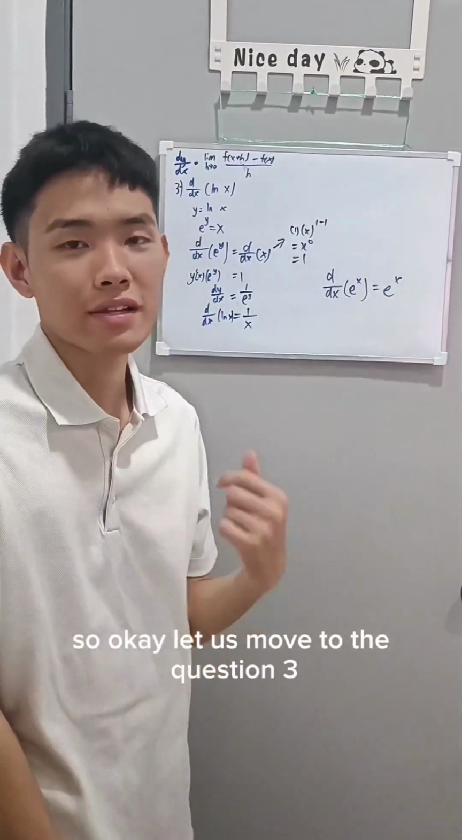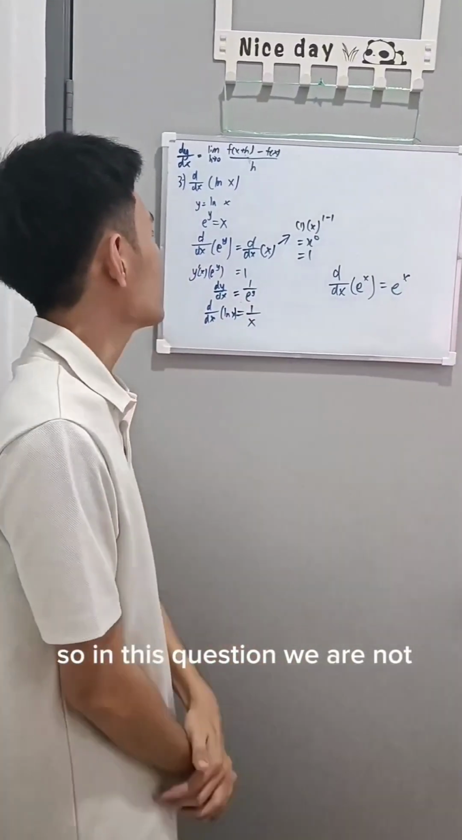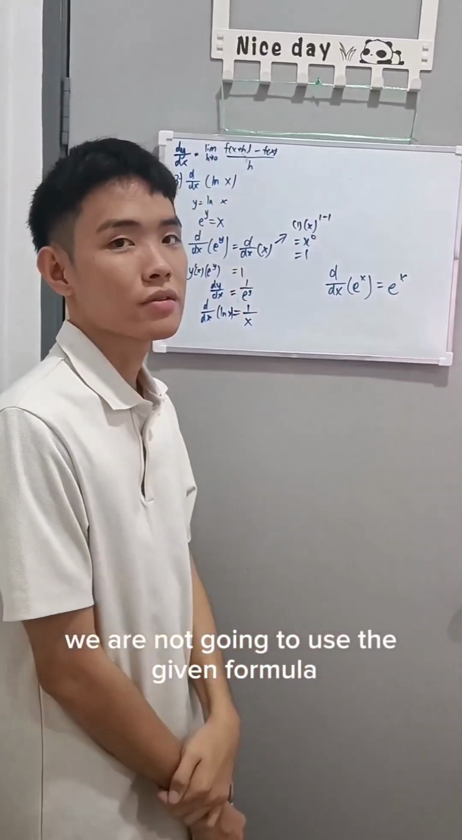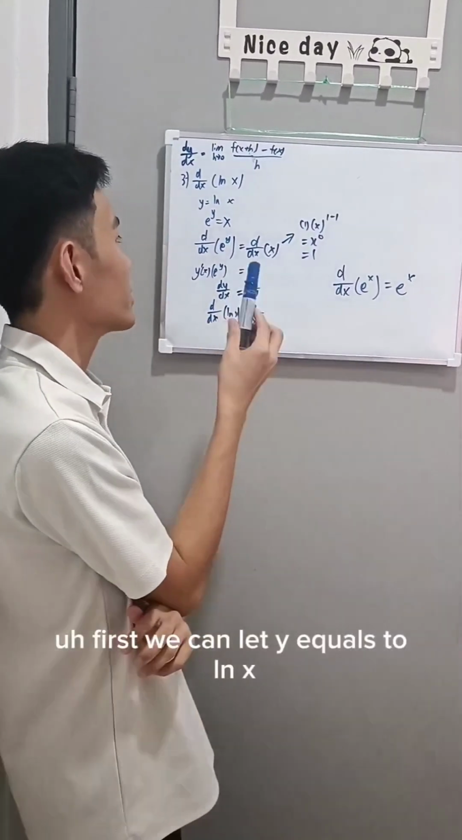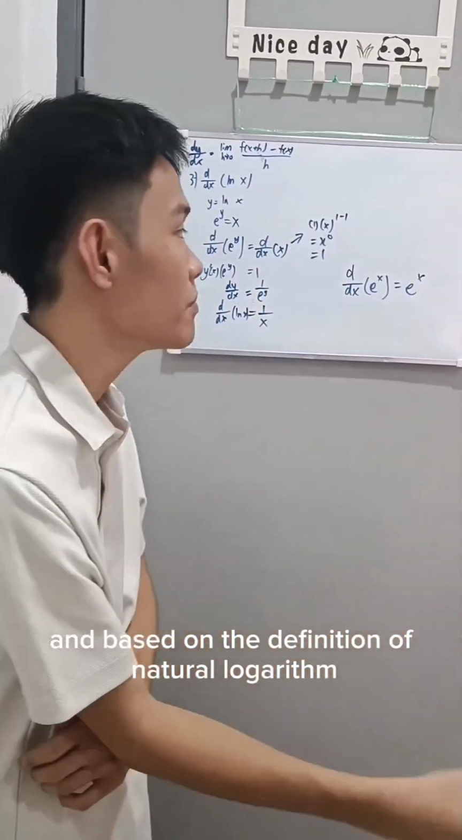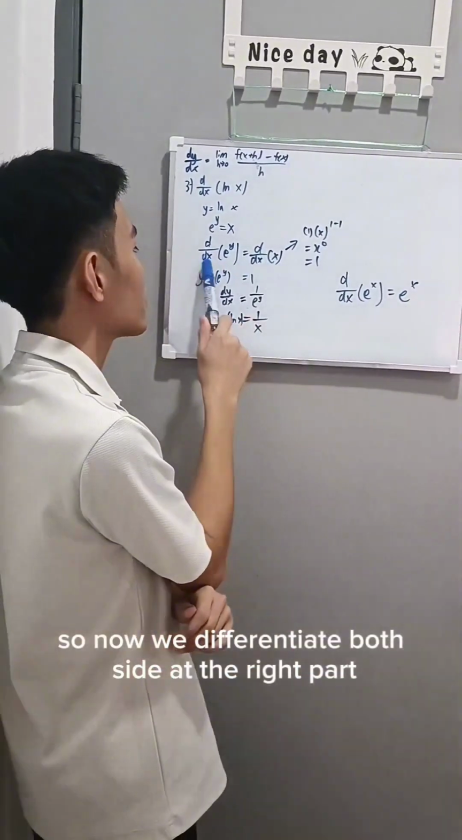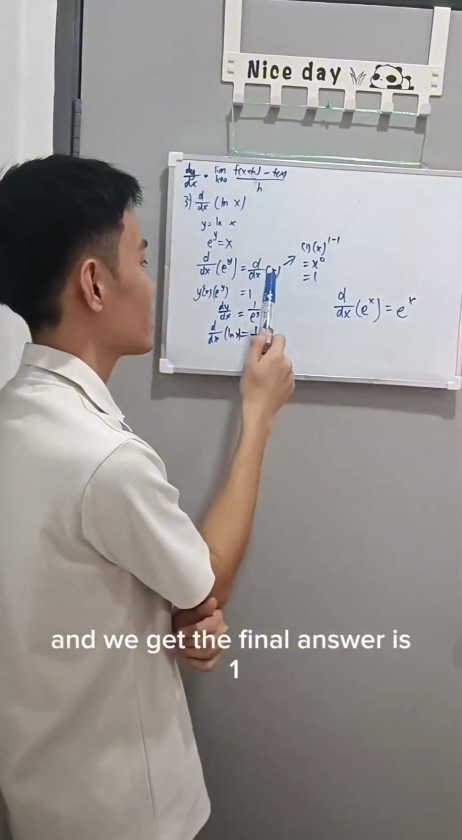Okay, let us move to question 3: differentiation involving ln x. In this question, we are not going to use the formula given because it can be solved in a simpler way. First, we let y equal ln x, and based on the definition of natural logarithm, the equation can change like this: e to the power of y equals x. Now we differentiate both sides. On the right side, we can use the power rule, and we get the answer 1.